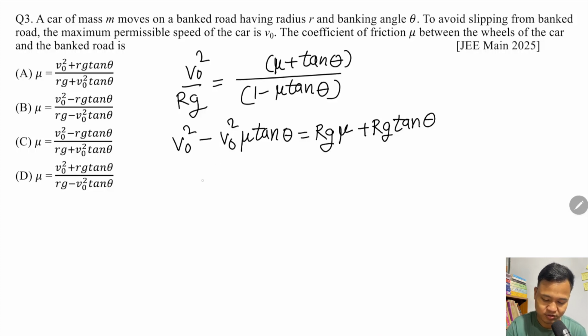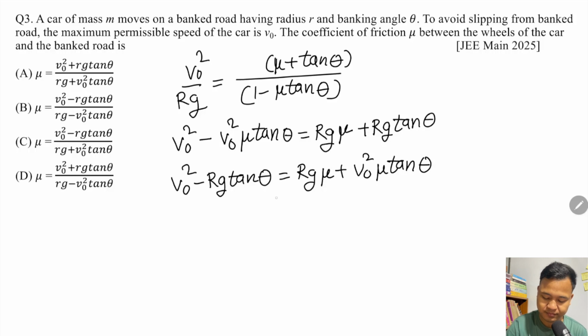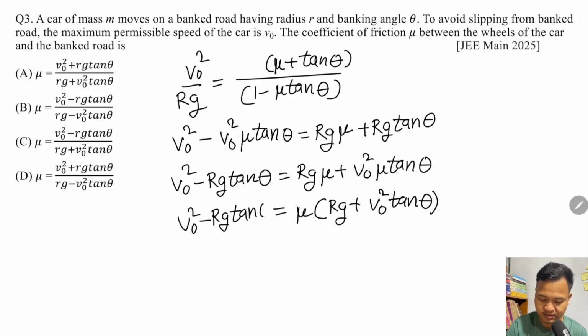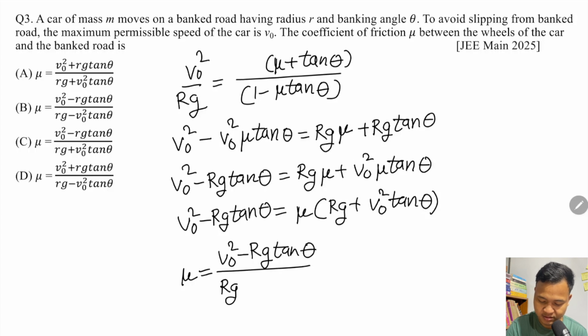So the mu tan terms, we transfer to the other side. So v naught square minus rz tan theta should be equals to, so rz into mu plus v naught square into mu into tan theta. Okay, on the right side mu is common. Rz plus v naught square tan theta. So you bring the whole thing here downward. Is that the final answer? So mu should be equals to v naught square minus rz tan theta, divided by rz plus v naught square tan theta.